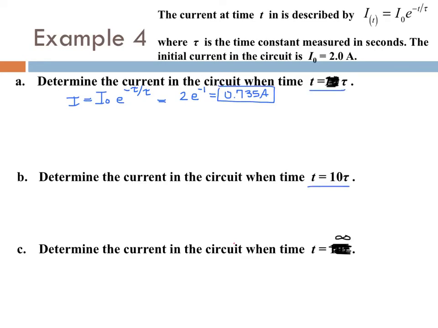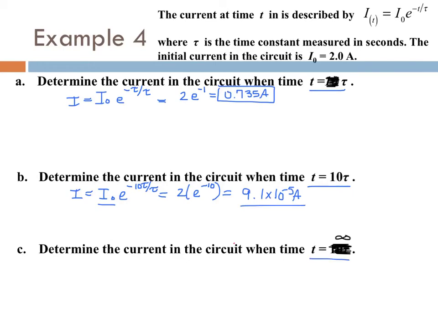Now we're going to do the same thing when time is equal to 10 times tau. So we go ahead and substitute that in. Again, my taus cancel, and I'm left with 2, which is my initial current, times e to the negative 10 power, which gives us 9.1 times 10 to the negative 5 amps. So you can see as time increases, my current starts to decrease dramatically.